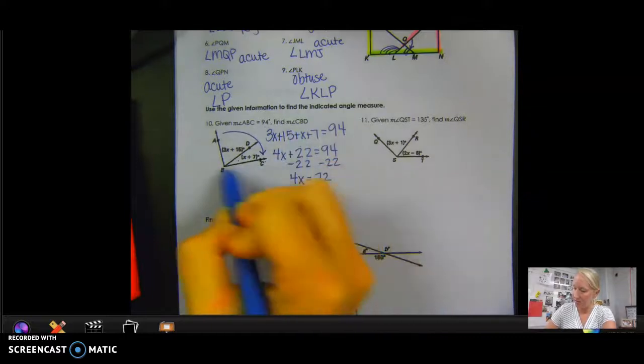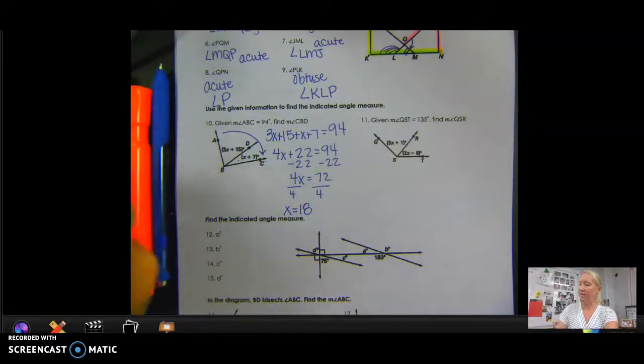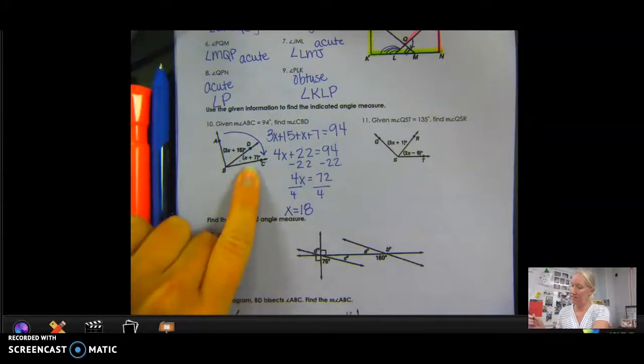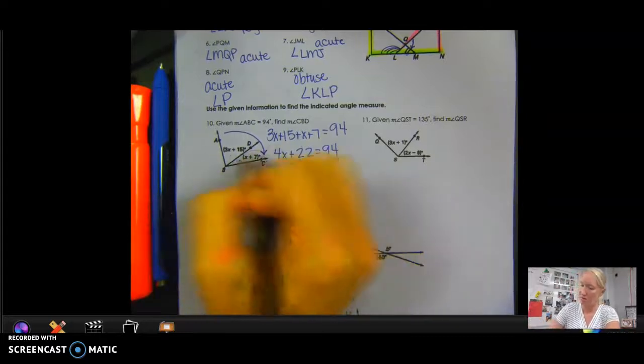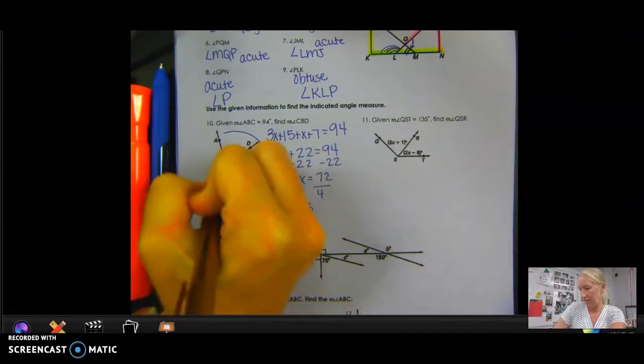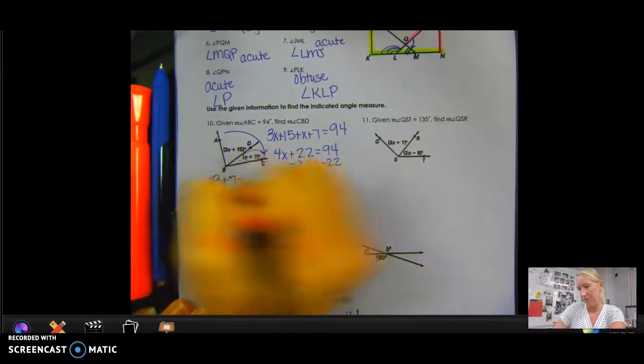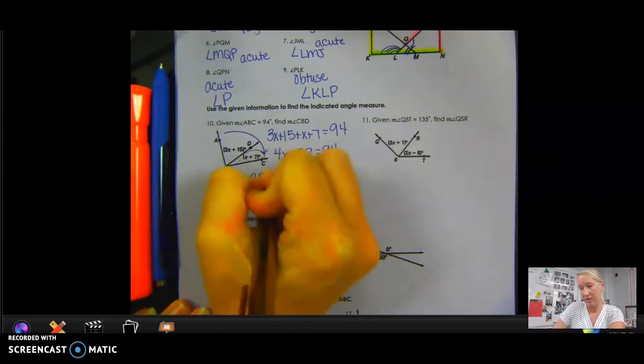They want me to find C to B to D. So once I've found that, I take that x of 18 and I plug it into C to B to D's formula, which is x plus 7. So I take 18 and I would add 7 to that, which would give me 25 degrees.